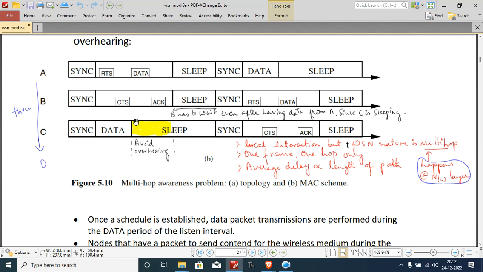So node C sleeps over the entire time duration, and only during the sync packet interval will it wake up. So this is the disadvantage of SMAC.